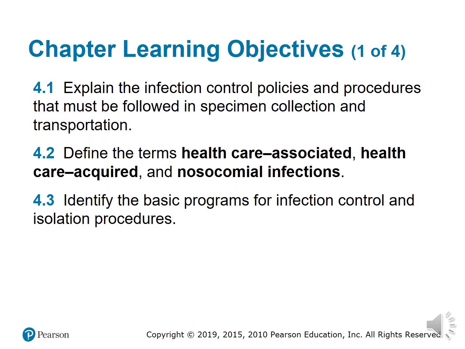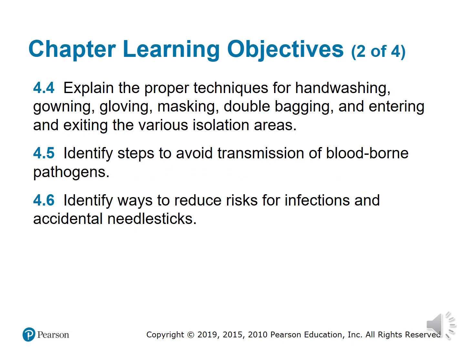By the end of this chapter, you all will be able to explain the infection control policies and procedures that must be followed in specimen collection and transportation, define the terms healthcare associated, healthcare acquired, and nosocomial infections. Identify the basic programs for infection control and isolation procedures. Explain the proper techniques for hand washing, gowning, gloving, masking, double bagging, and entering and exiting the various isolation areas. Identify the steps to avoid transmission of blood-borne pathogens.